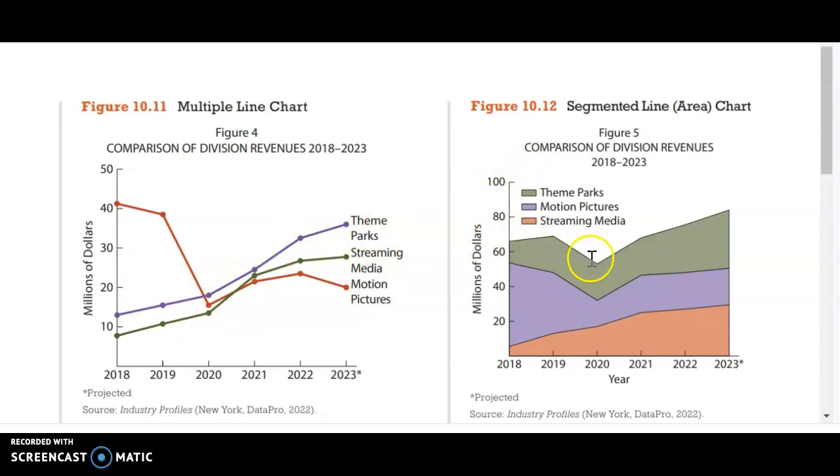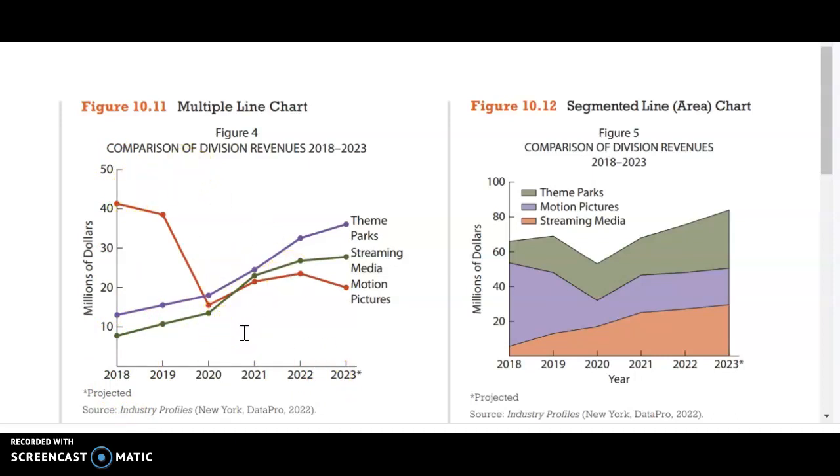Then over here, you can see it more as a whole, and you can also compare how much of each. So when you're comparing or making these line charts, you want to begin with the grid. You want to have the y-axis and the x-axis, and you can do this on graph paper.